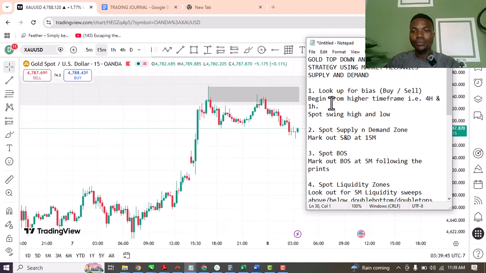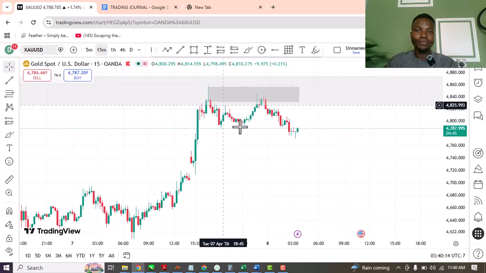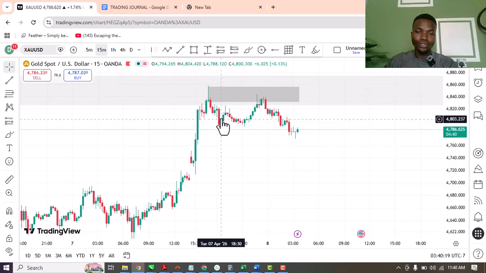So begin from the higher time frames, that is 4 hour and 1 hour. On the 1 hour, I've already marked out my supply zone, and this is the current price at which price is trading. Now number two is to spot supply and demand zones at the 15 minute time frame. You know that immediately price tapped into this 1 hour supply zone, price rejected that zone to the downside.